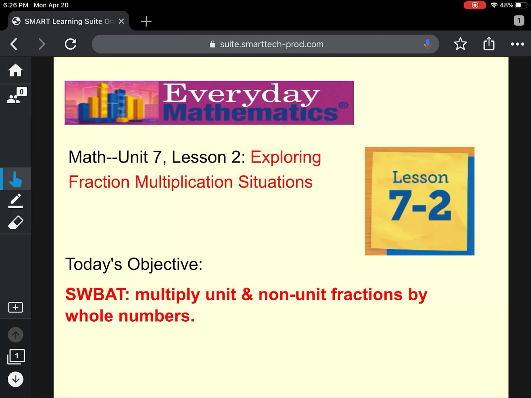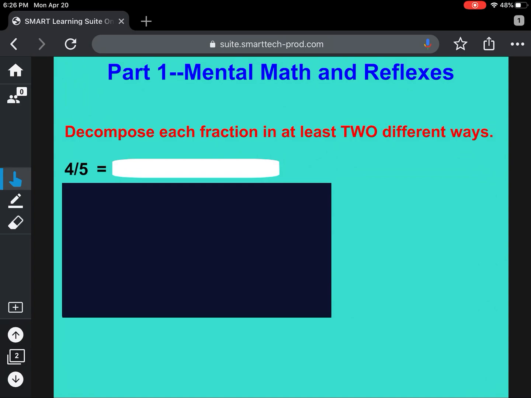For mental math, you're going to need your scrap paper or whiteboard to write on. The directions for this slide say to decompose each fraction in at least 2 different ways. Remember, to decompose means to break it down into smaller fractions. So why don't you pause the video now and decompose 4/5 into 2 different ways.